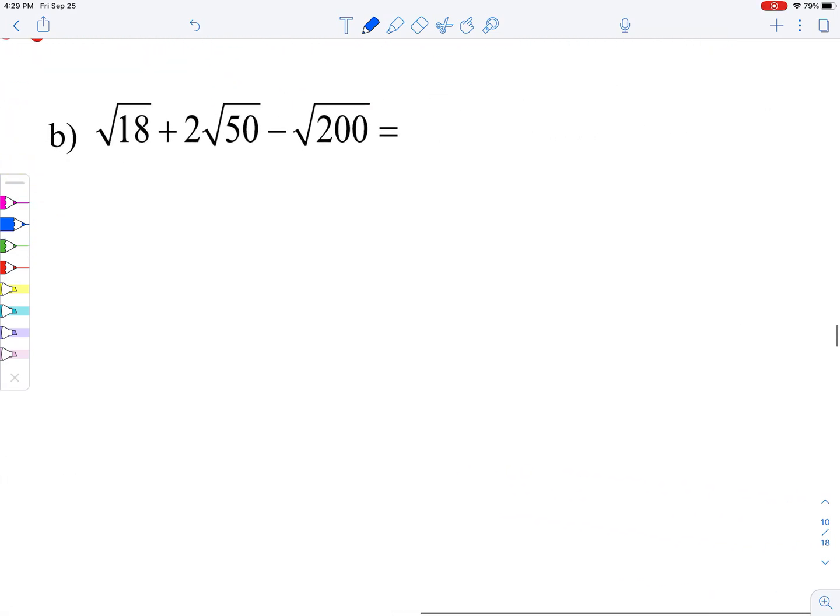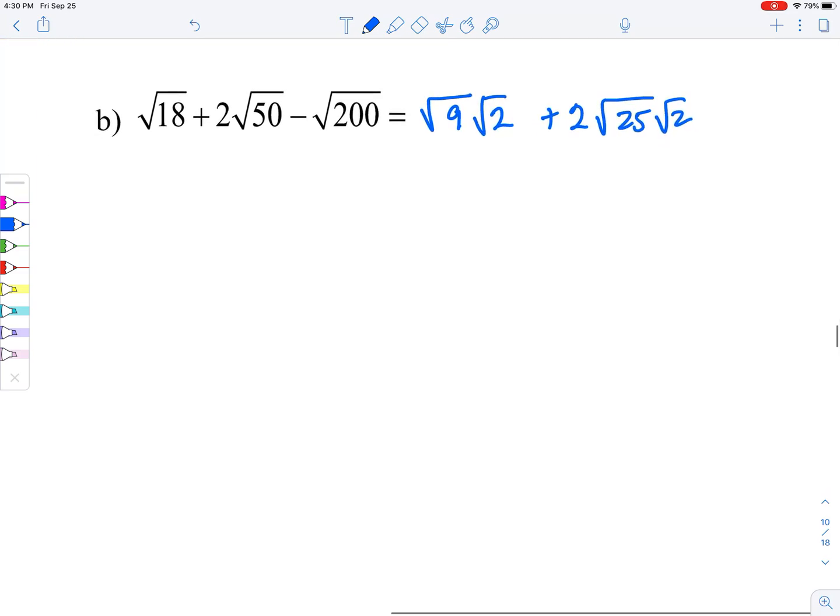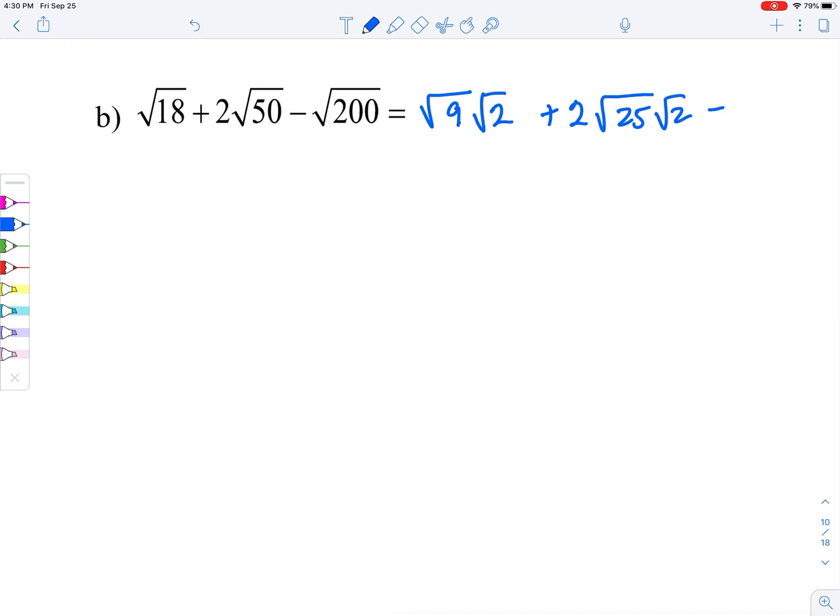Question B, simplify. Let's simplify all of them. So root 18, I can write as root 9. I'm going to show a different way. Root 9, root 2, because I don't have to have them underneath the same radical sign for them to be multiplied, plus 2 root 25 root 2. And then for the last one, I'm going to do minus root 100 root 2.